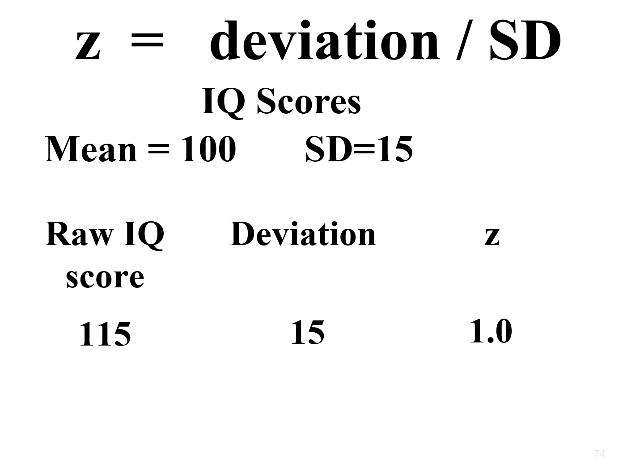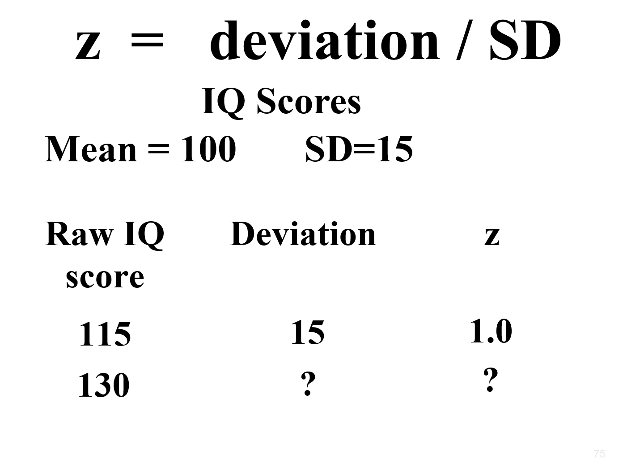Here's another example. We're still talking about raw IQ scores with a mean of 100 and a standard deviation of 15. We want to know, what is the z-score for a raw IQ score of 115? First, we need the deviation, which is 15. Then we use the formula at the top to calculate the z-score. Z is the deviation divided by the standard deviation. The deviation of 15 divided by the standard deviation of 15 is 1. So a raw score of 115 is equivalent to a z-score of 1.